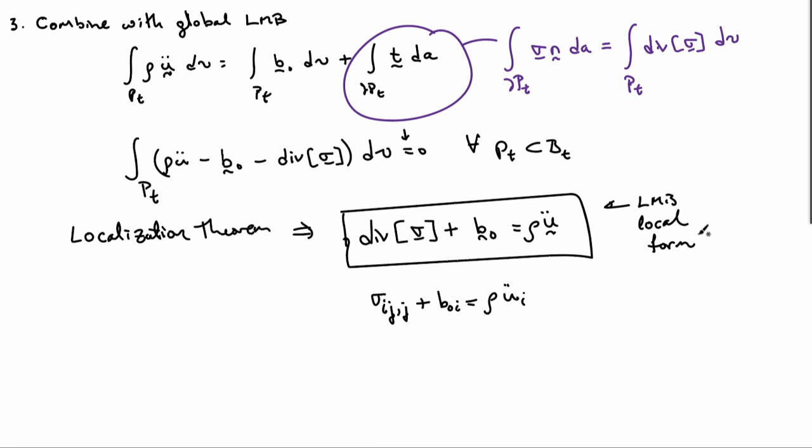Okay, so there's only one part left to prove of the theorem, and that is that this tensor sigma here is symmetric. So in other words, that sigma is equal to sigma transpose. So that's the last thing that we need to prove.